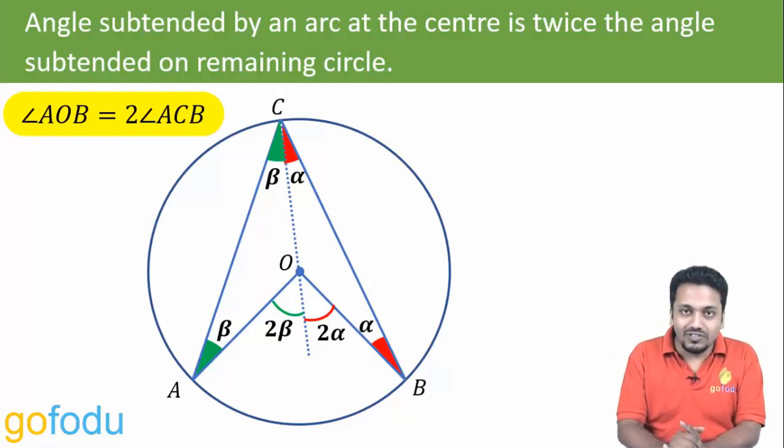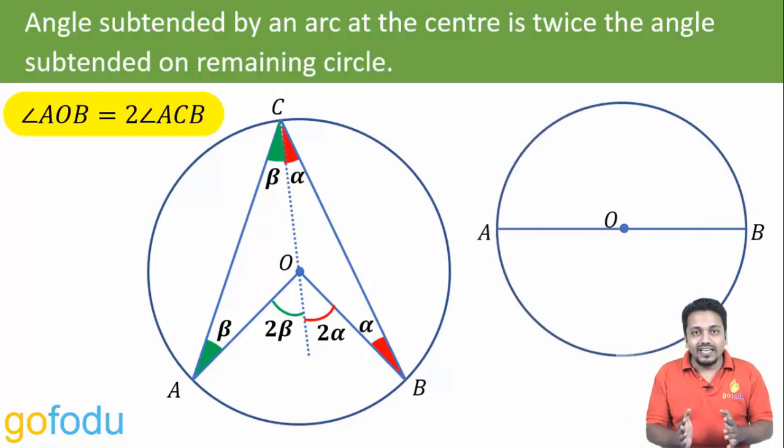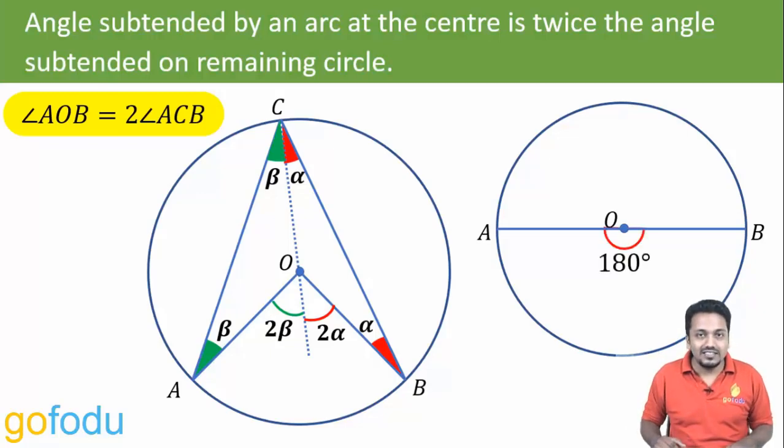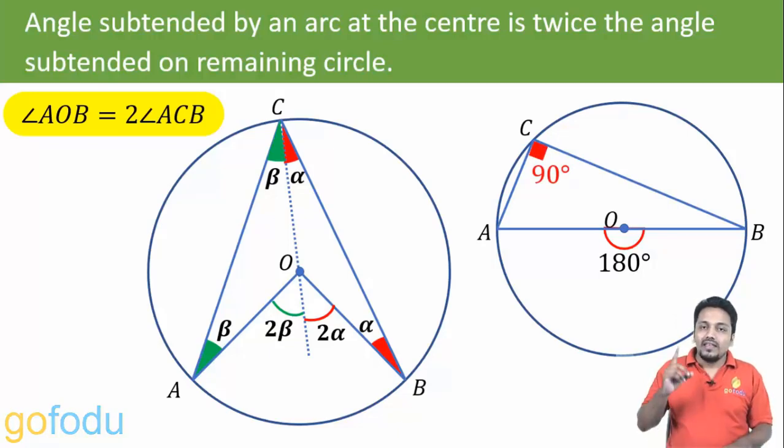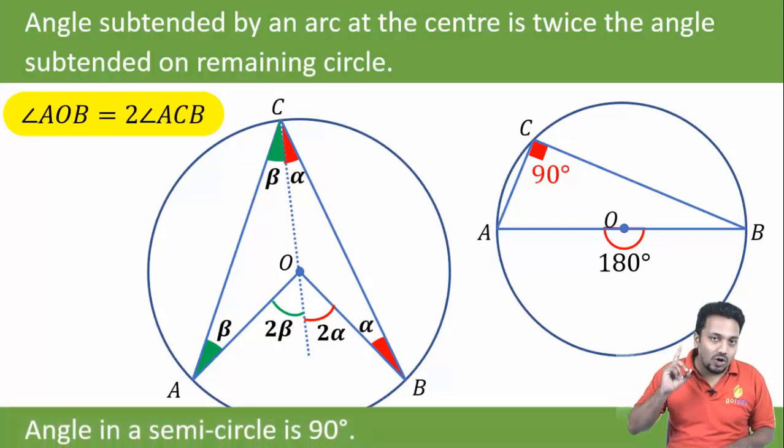A little extension of this same property will be when I take AB as diameter. Now the angle at the center is 180 degrees. So the angle at the circle is half of it, that would be 90 degrees. This brings us to a very important property. Angle in a semicircle is always a right angle.